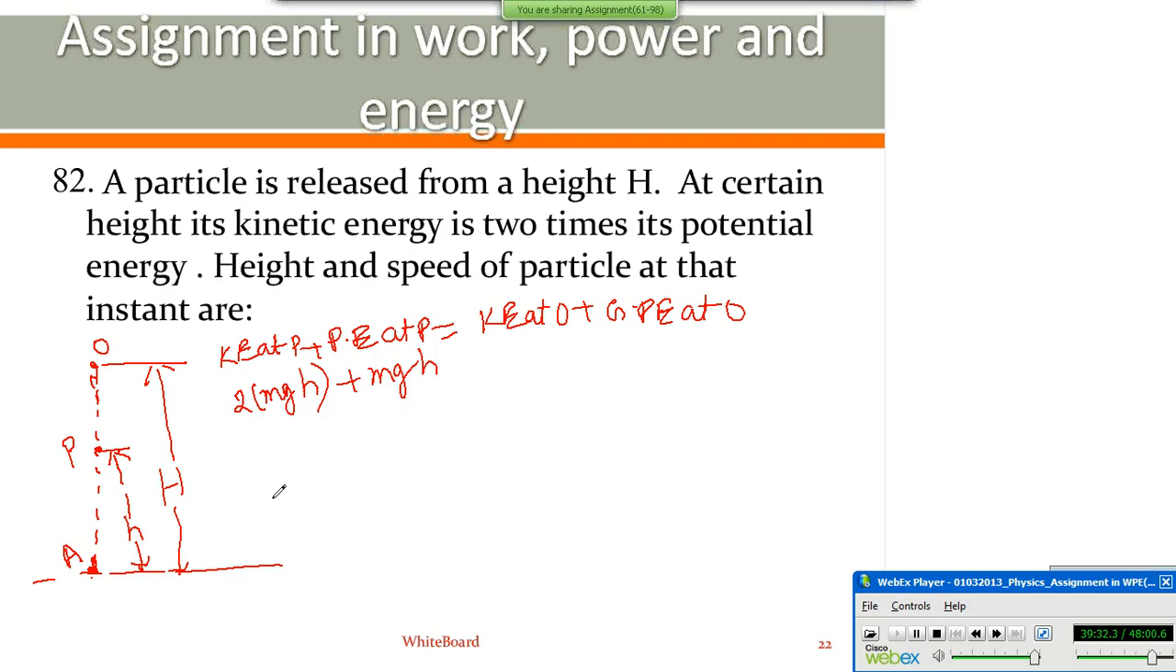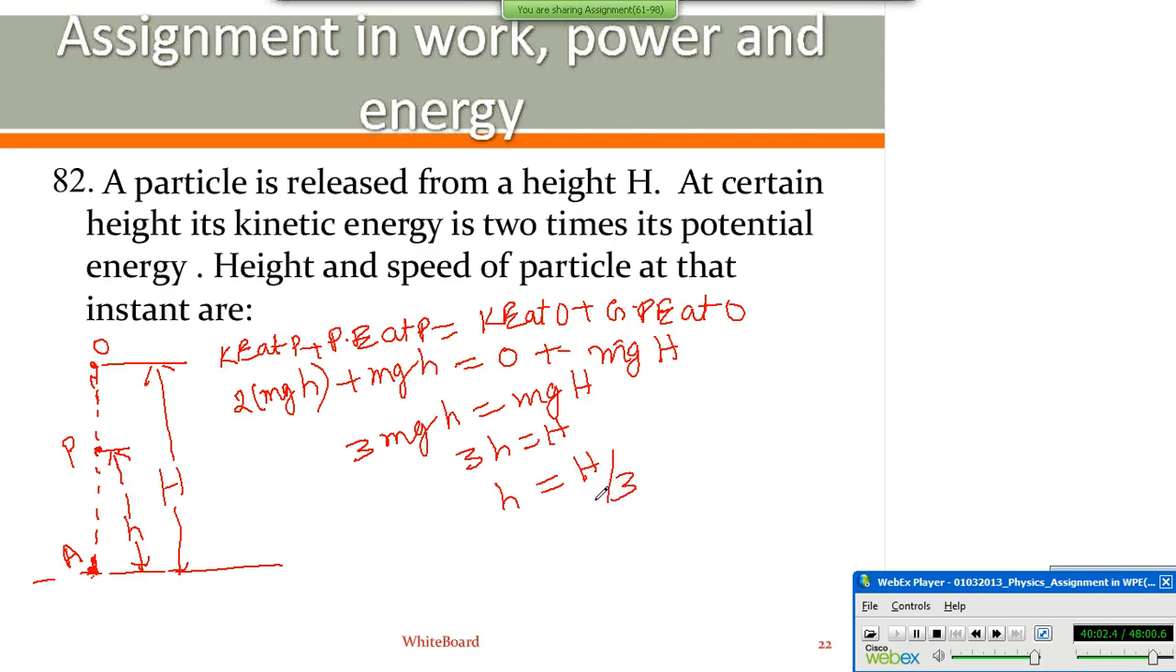Potential energy at P you can write mg into small h. Small h is the height of the point P above the ground or reference level. We'll assume gravitational potential energy to be 0 at the point A. So kinetic energy at O is 0 because it is released from rest at O. Gravitational potential energy at O is equal to mg into capital H. So you get 3 mg small h equal to mg into capital H, 3 small h equal to capital H. So height of this point P will be capital H by 3. That is one of the answers.